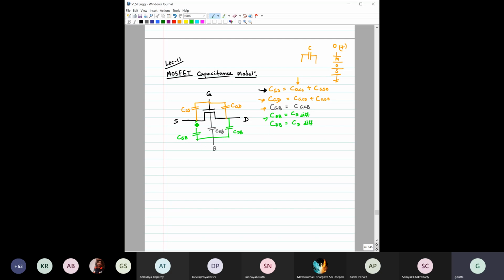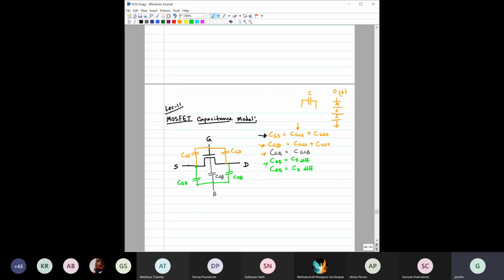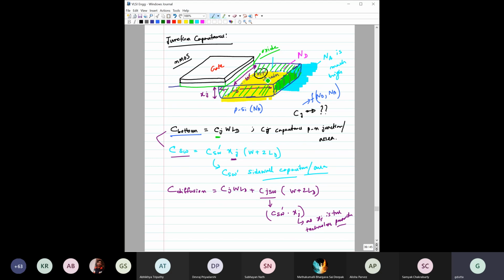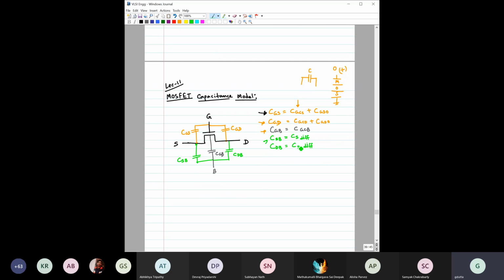Then you can see here we have two more capacitances, CSB and CDB. Between source and body, the capacitance would be due to the diffusion capacitance, as we were just discussing. Suppose this is the drain terminal, and the body is below. So between drain and body, the capacitance would be due to this diffusion region. Similarly, from source to body, the capacitance would also be due to this diffusion. So it is pretty clear what the total capacitance would be. Any doubt here?